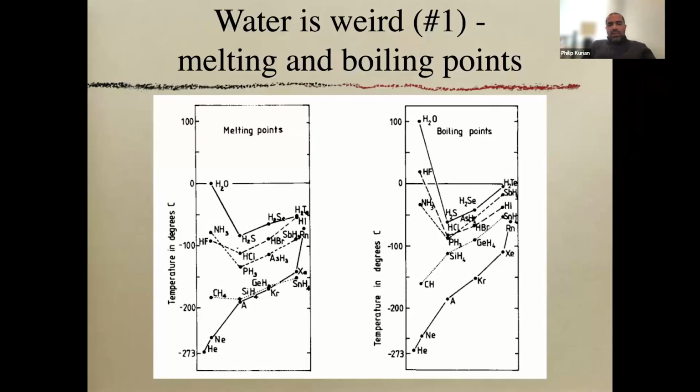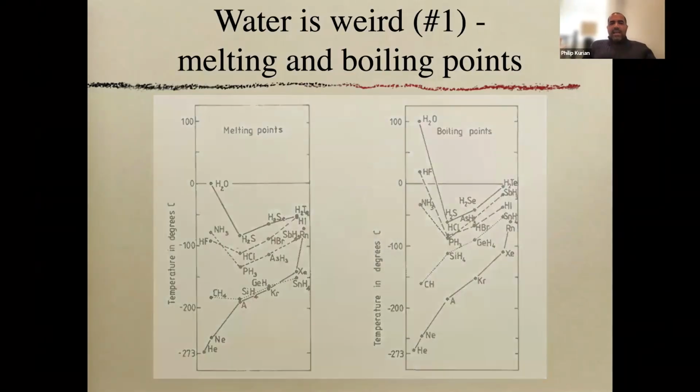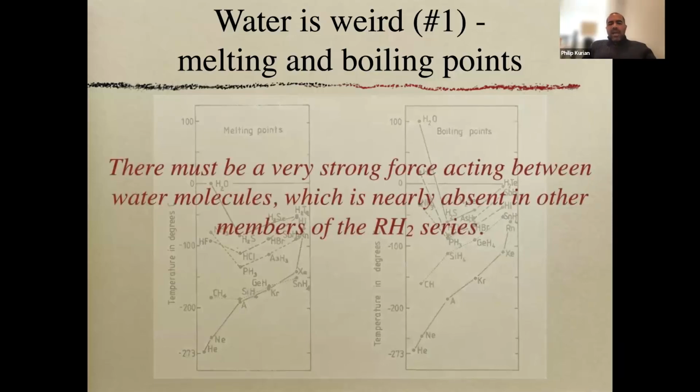And you can imagine, if you linearly extrapolate that line from H2Te, from H2Se to hydrogen sulfide, you would see that the melting point of water should be almost less than -100 degrees Celsius. But anomalously, it has this melting point that occurs at 0 degrees Celsius. And the same for the boiling point. And so this leads us to understand that if you have these forces that are playing a role in water molecules, it must be nearly absent in other members of this RH2 series. So something about having oxygen, fluorine, nitrogen, these electronegative elements bonded with hydrogen produces some very strong force in the medium itself that is nearly absent in other members of this series.